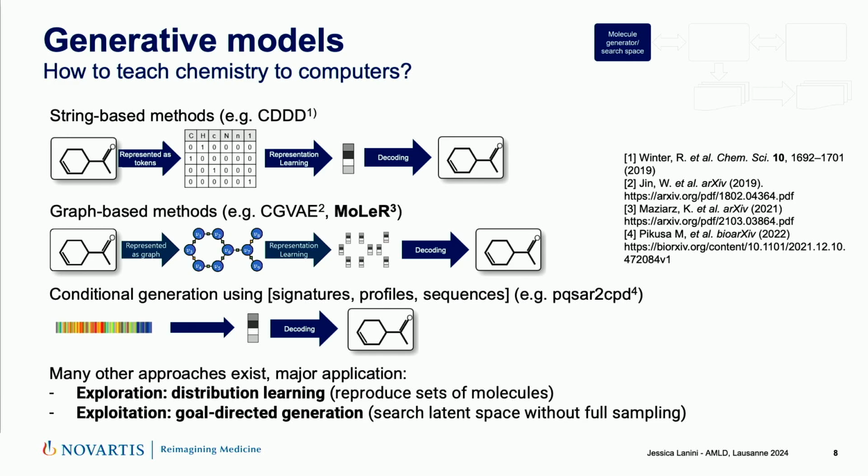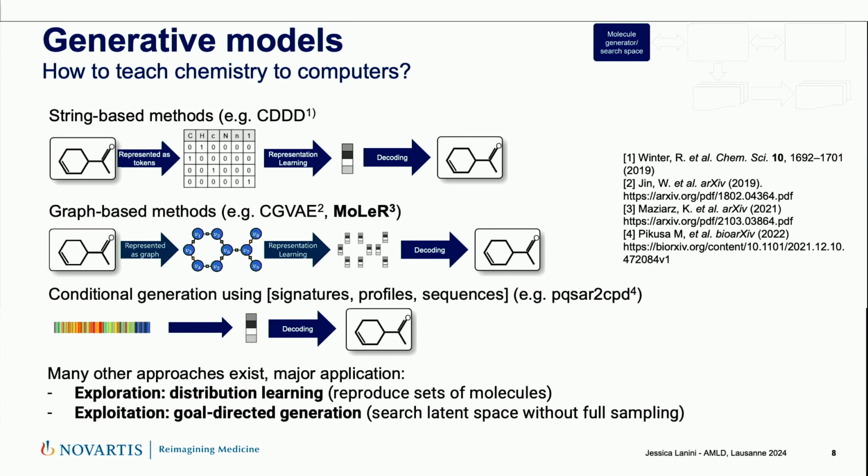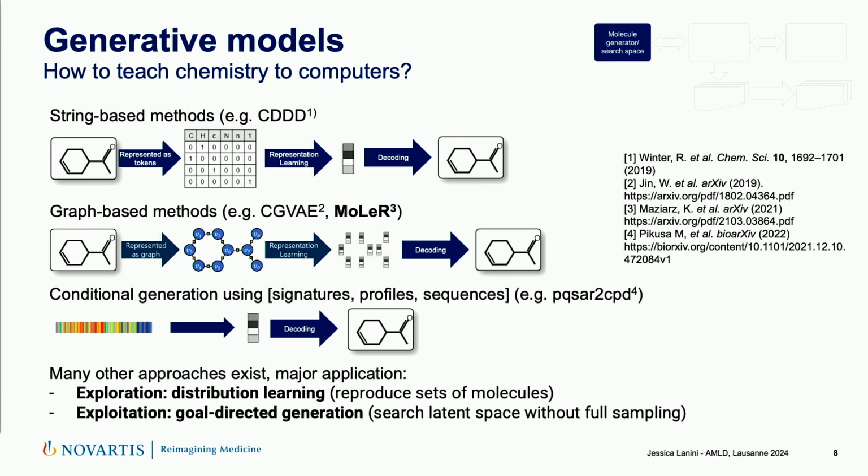But maybe the most natural way of representing a molecule is through graphs, because you can think of representing each atom of the molecule as a vertex of this graph, and each bond between the atoms as an edge of your graph. And this is the case of MoLeR, a model that our group has developed together with Microsoft Research in a collaboration, and I will go a little bit more in depth into that in the second slide.